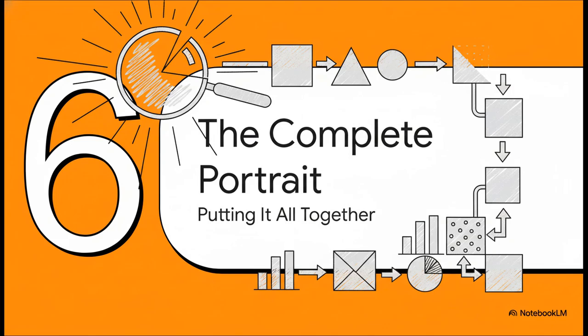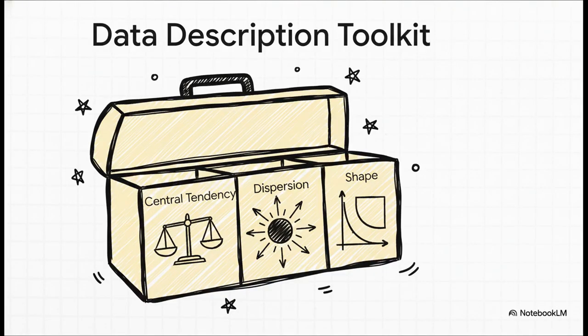So let's zoom out and take a look at the rich, detailed picture that we've just built piece by piece. Here it is, your complete toolkit. We started by asking, where's the center? That's central tendency. Then we asked, how spread out is it? That's dispersion. And finally, what is its contour? That's skewness and kurtosis. We've gone from one, often misleading number to a truly comprehensive description.